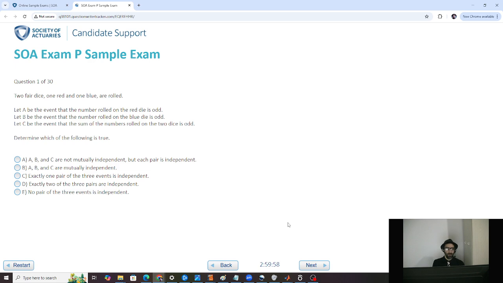All right, two fair dice, one red and one blue, are rolled. Let A be the event that the number rolled on the red one is odd, and the sum is odd. Okay, it's that independence thing, right? Obviously, A and B are independent, A and C are independent, B and C are independent, but if A and B are both true, then C must be false, right? So they're not mutually independent. They're pairwise independent, but not mutually independent.